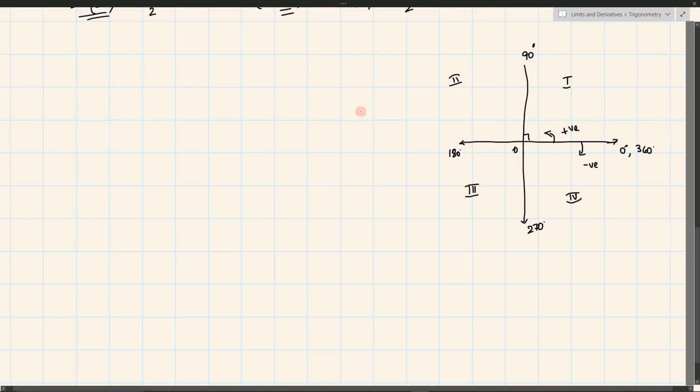We have the 6 trigonometric functions, and they all vary their signs in these 4 quadrants, right? To remember the sign changes in all the 4 quadrants, we have a simple rule called the ASTC rule. The first letter is A, which means all angles are positive in the first quadrant. The second one is S. In the second quadrant, S stands for sine and cosecant. Only these two are positive.